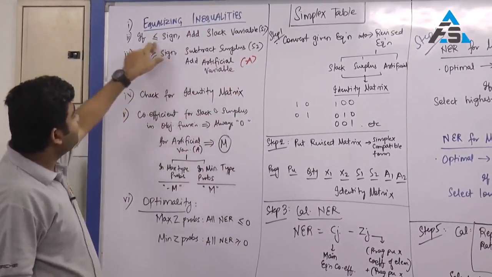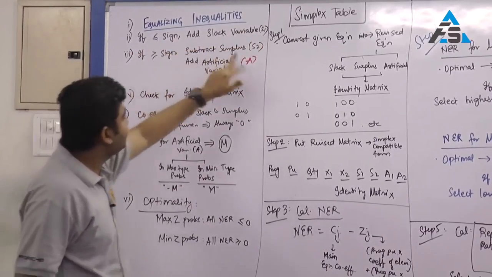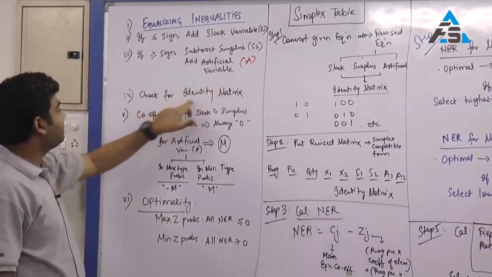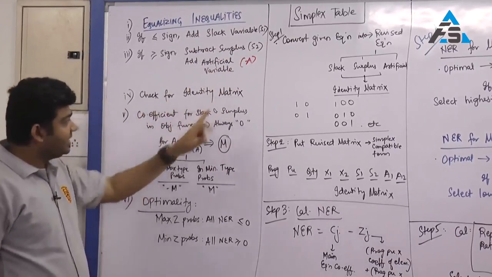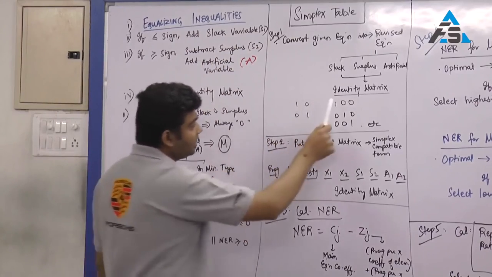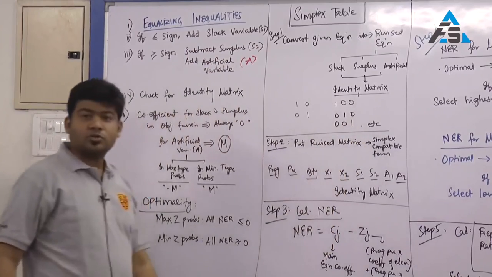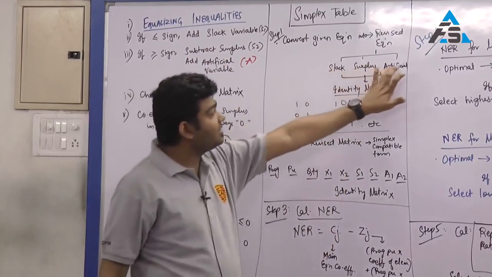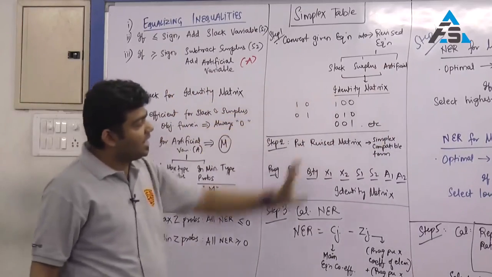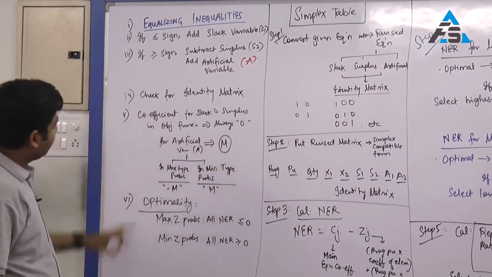So less than or equal to sign, add slack variable; greater than or equal to sign, subtract surplus variable and add artificial variable simultaneously. Then check for identity matrix. So identity matrix I have mentioned here: 1 0 0 1, 2 tier identity matrix; 1 0 0, 0 1 0, 0 0 1, 3 tier identity matrix, and so on and so forth. So slack, surplus, artificial, as the case may be, put whatever it is, ensure that there is an identity matrix in the simplex table that we are going to make.